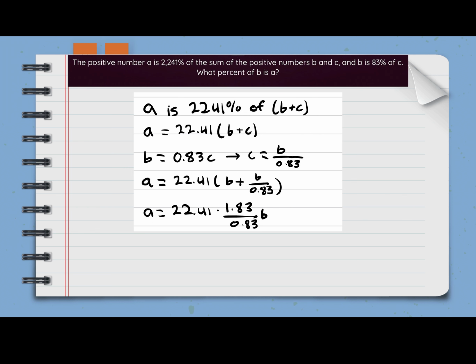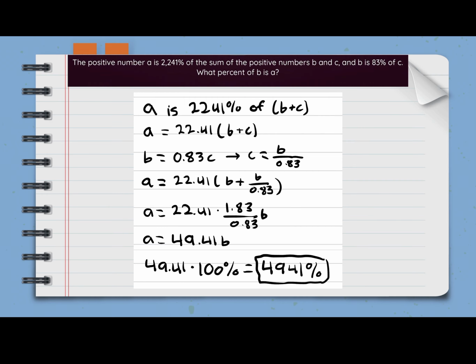And to simplify this, we can just separate that fraction out of the B. And once you actually multiply everything together, you'll find that A equals 49.41B, which in percent form is 4,941%.